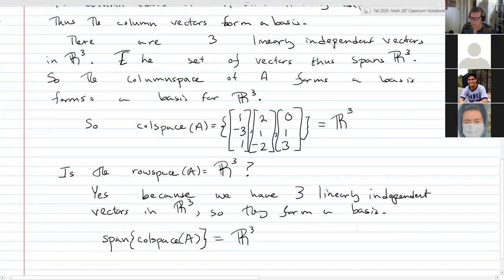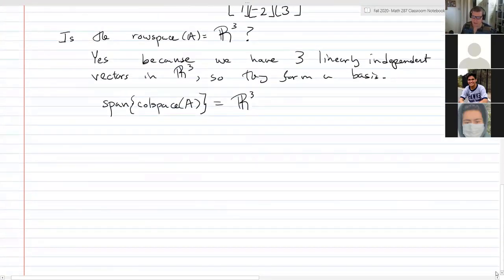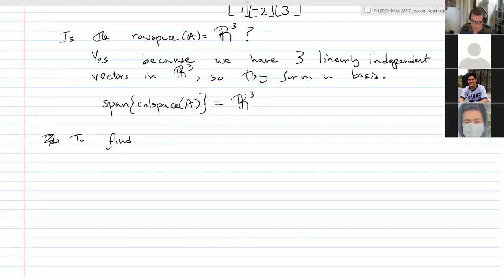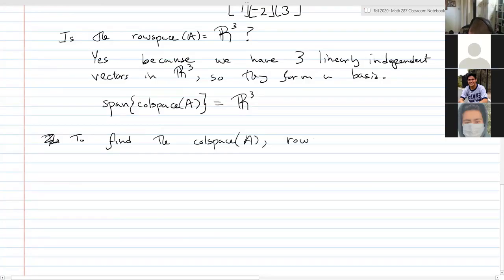All right. What about this? Now, I'm going to define a little bit extra here. The column space of A is a basis for a subset of our vector space V, and it's made up of the linearly independent column vectors of A. So to find the column space of A, row reduce A to REF of A.